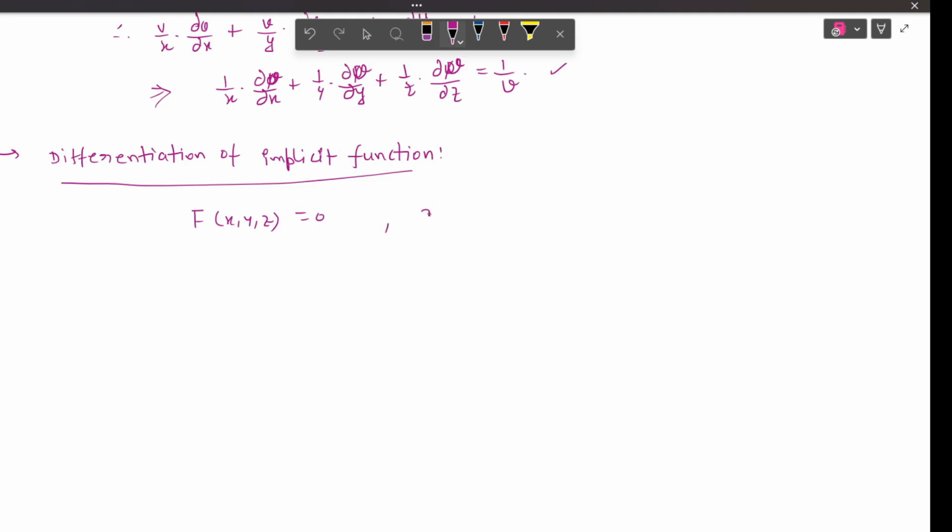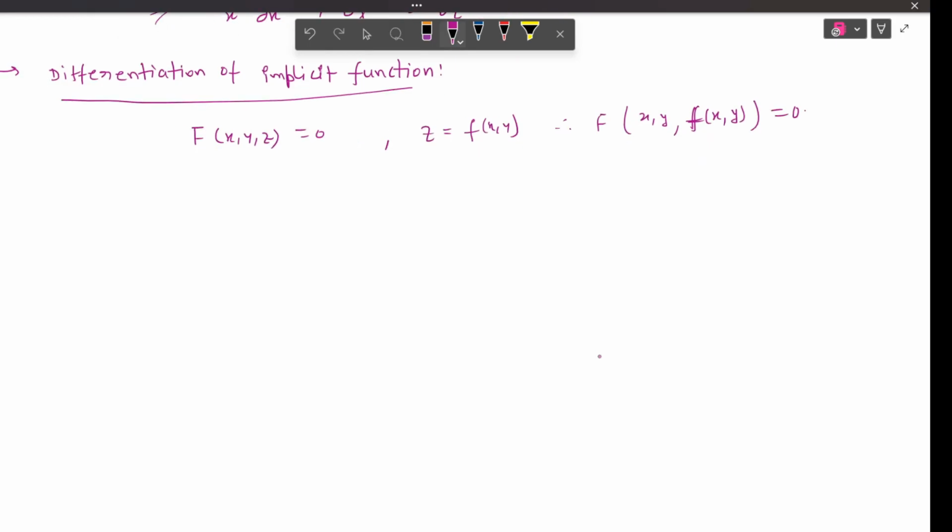Okay, so if we have z as a function of x and y, we can say that capital F of x, y, and z, where z is a function of x and y, so F of x comma y, this should be 0. So here z is called the implicit function of x and y. Okay. So let us see one example.